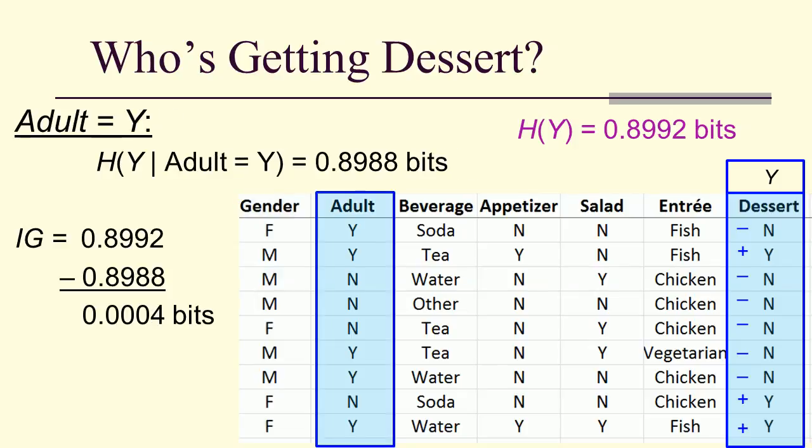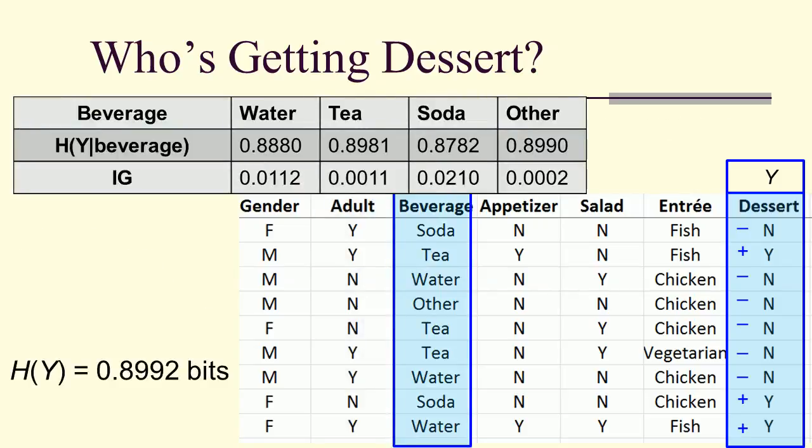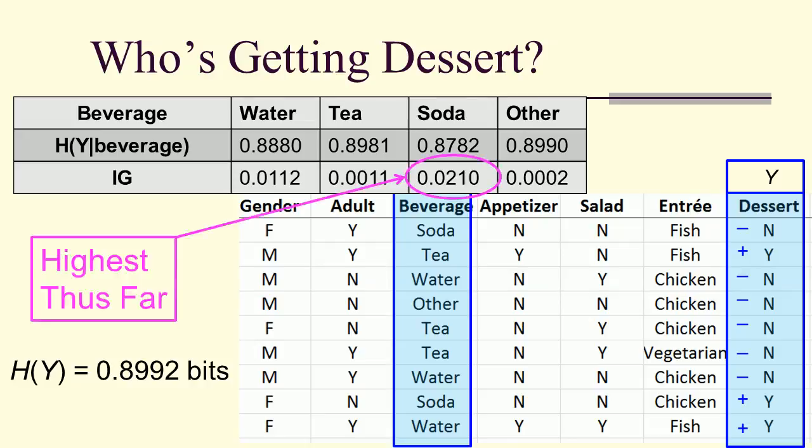Whether or not they're an adult, we get a little more information, but not much. Now, when we get to the beverages, notice they could be doing water, which would be beverage equal water, true or false, beverage equal tea, true or false, beverage equal soda, true or false. And notice that when we have beverage equals soda, true or false, we get 0.02. This is the highest so far.